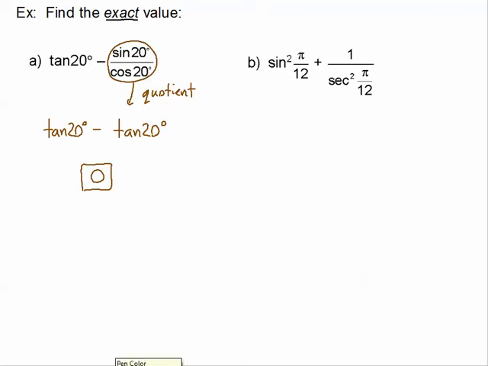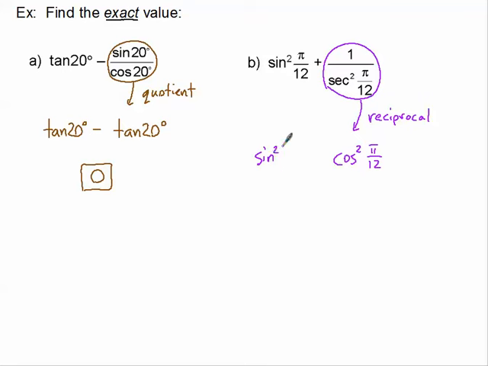Over here on the second one, I see this second part right here. That looks to me like I can be using a reciprocal identity. And I know that 1 over the secant is equal to cosine. So 1 over the secant squared should be equal to cosine squared of pi over 12, whatever pi over 12 is. That's not one of our special angles, but that's not needed right now. This is a reciprocal identity that says 1 over the secant squared can become the cosine squared. And then I've got this original sine squared of pi over 12. And then I'm adding cosine squared.